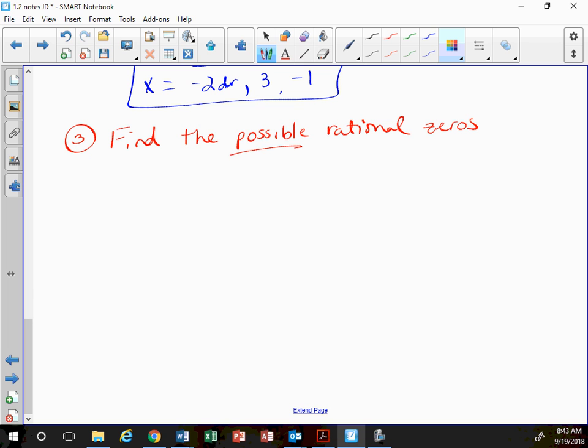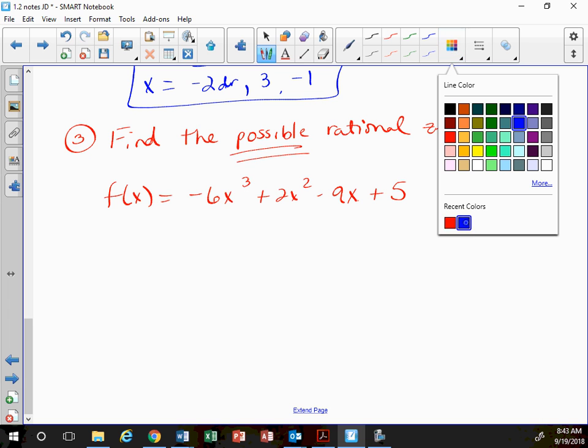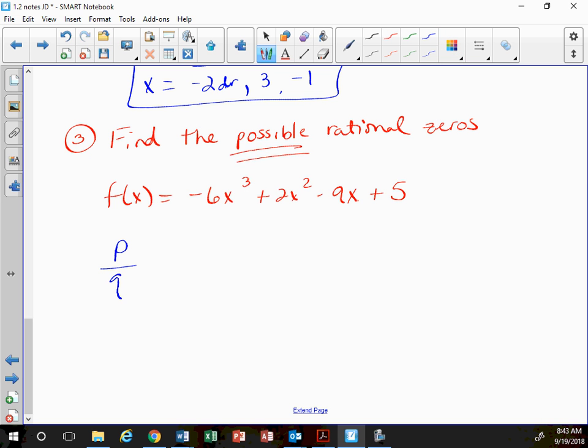So if all I ask you for is possible, please do not do very much work, okay? That just means make the list and stop. Don't try to find what works. So let's say we have -6x cubed plus 2x squared minus 9x plus 5. Okay, so I just want you to find the P over Q list. I'll give you a second here to try.